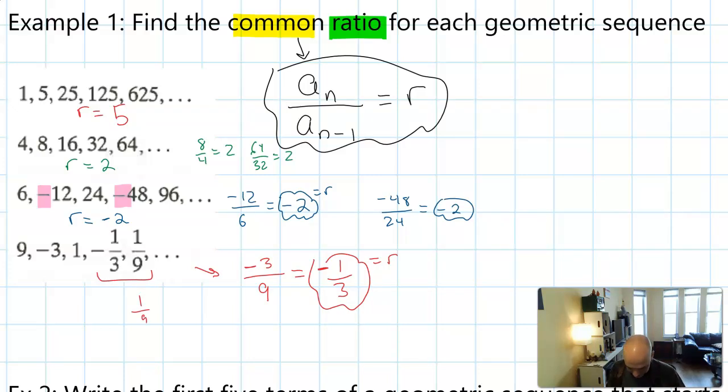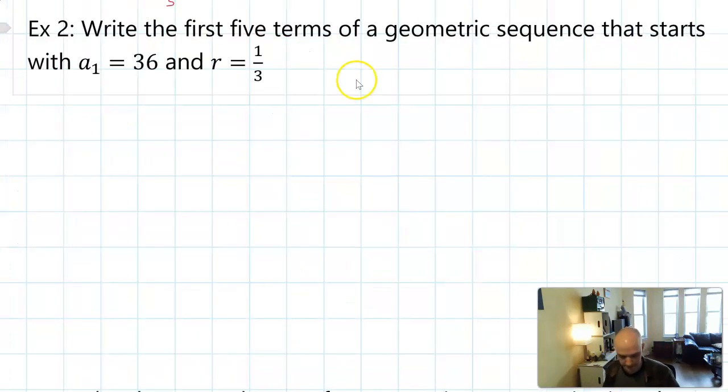We could do 1/9 divided by negative 1/3. Ooh, this is getting interesting. Now remember how these fractions work. That'd be the same as 1/9 times negative 3 over 1, that is negative 1/3 as well. So we do have a constant ratio. We've checked a bunch of terms. That's how you find your common ratio. Take 2 consecutive terms and put them in a fraction.